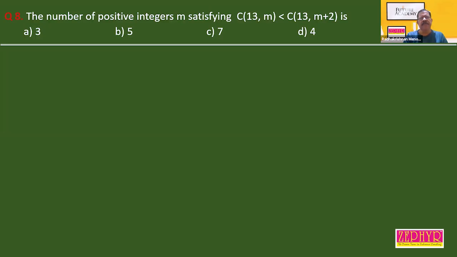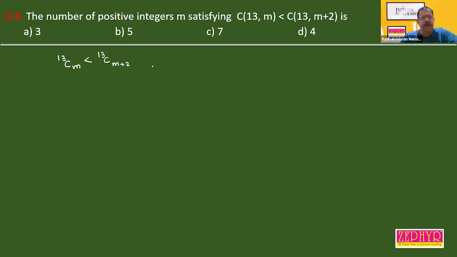The number of positive integers m satisfying the inequality 13Cm less than 13C(m plus 2). So you have to simplify this and find out.